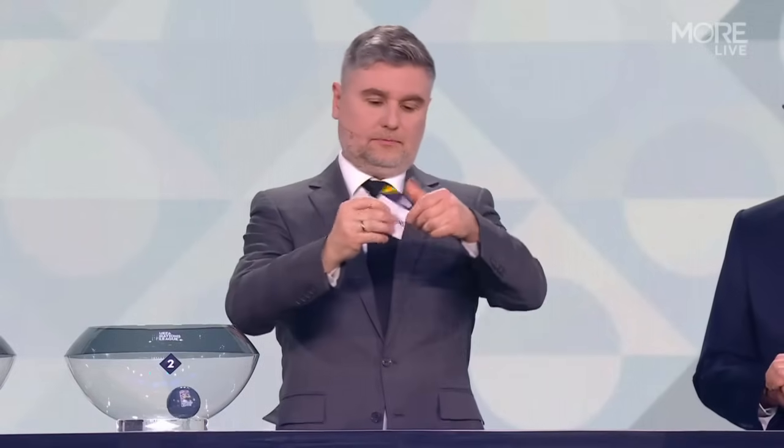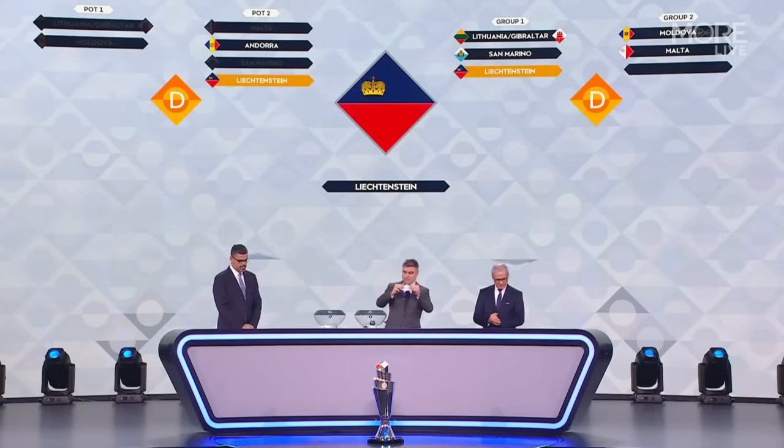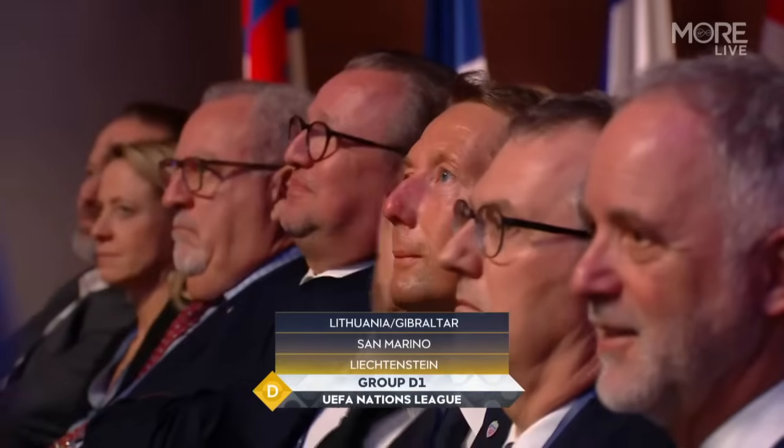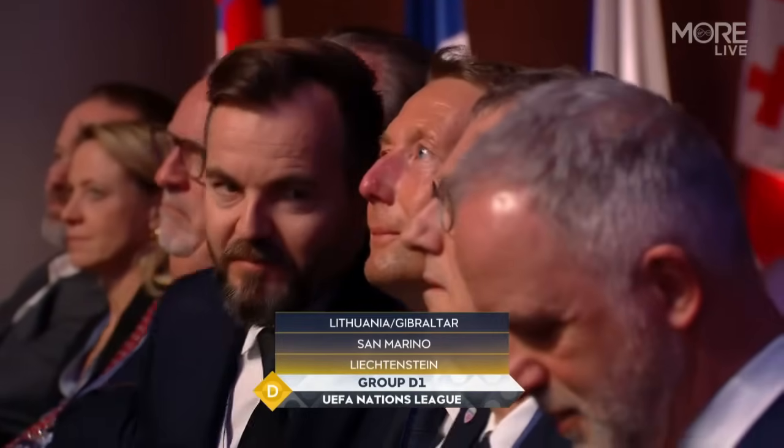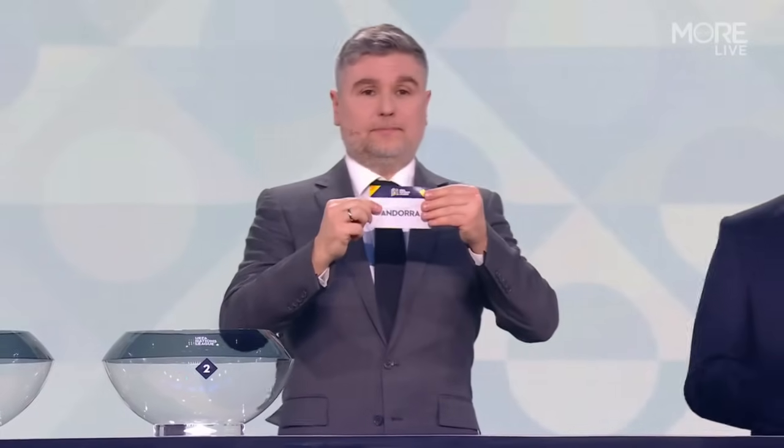And we are ready to complete the Group D1 now. It's Liechtenstein. So Group D1 is complete with Lithuania or Gibraltar, San Marino, Liechtenstein, while this other team will complete Group D2. Andorra. That's of course Andorra together with Moldova and Malta in Group D2. Very well. Thank you, gentlemen.